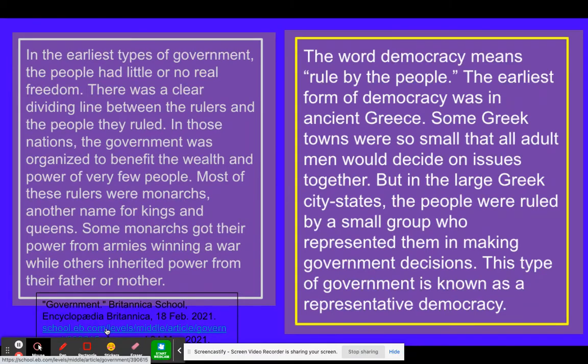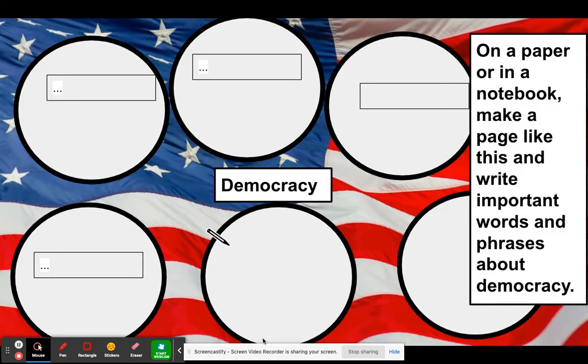Now, here I helped you out. This is from Encyclopedia Britannica, and this on the left is about monarchy. If you want to listen to me read that, that was in last week's homework. And this is about democracy, and I read this also in last week's homework. Now, here on a paper or a notebook, I want you to write something like this. And in each circle, you're going to write down important words or phrases, not whole sentences.